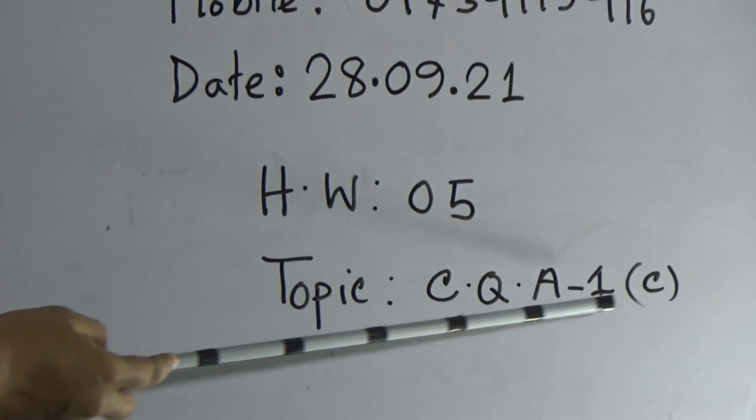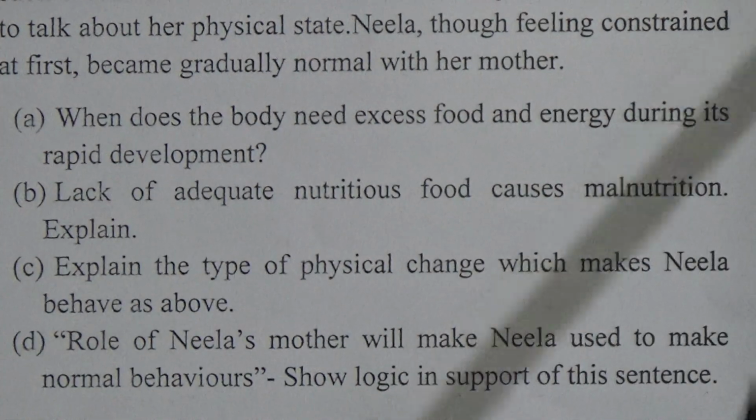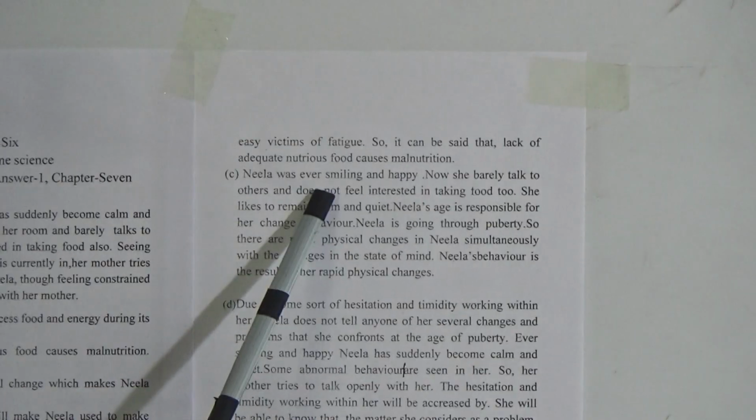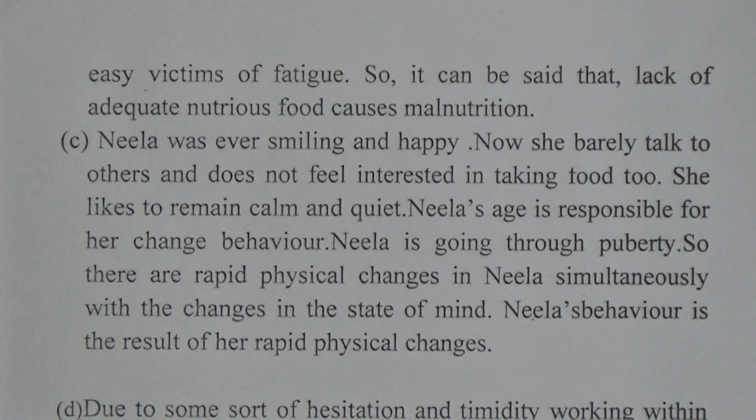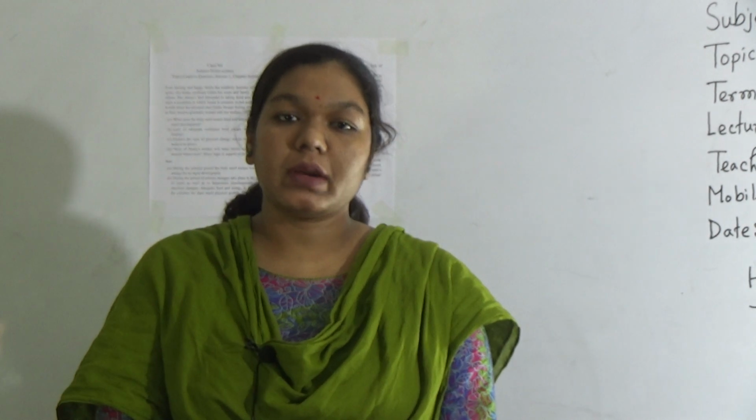Students, today's homework number 5, topic creative question C from 1. Explain the type of physical change which makes Neela behave as above. Neela was ever smiling and happy. It was your homework. So students, do your homework at home and submit it next Saturday.